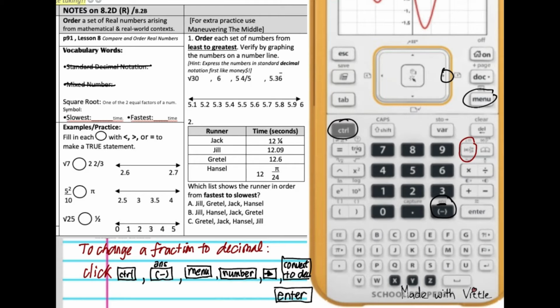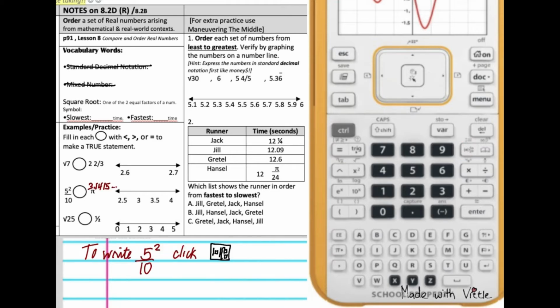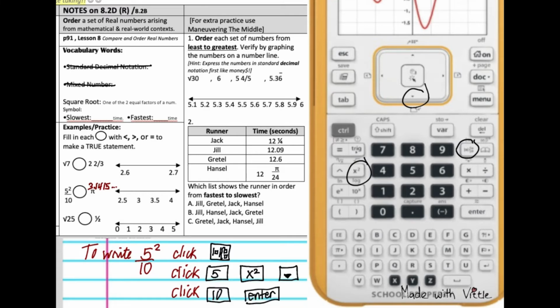5 squared divided by 10. Is that less than, greater than, or equal to pi? To write 5 squared over 10, click the symbol for fraction. Click 5, then x squared. Click the arrow down key to go to the denominator. Click 10. Click enter, but you're going to get an improper fraction.